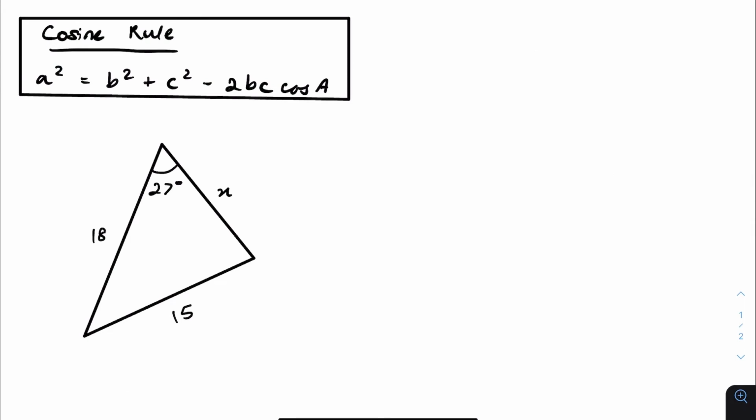Okay, here's our final question. So actually with this one, there are two ways of doing it. One of them is better than the other in my opinion if you're doing it with only your green calculator. So let's start with the first way. The first way is just to use cosine rule normally.